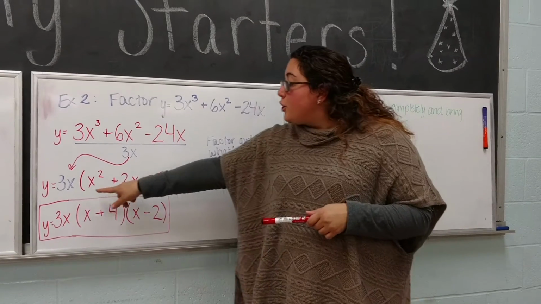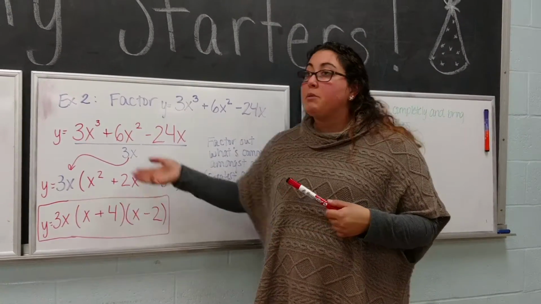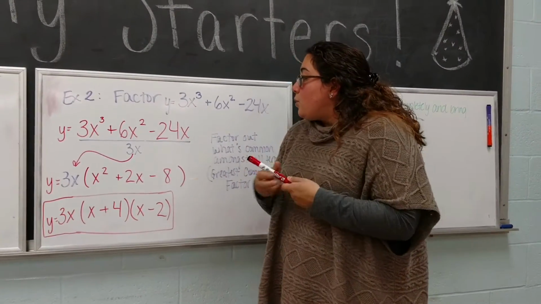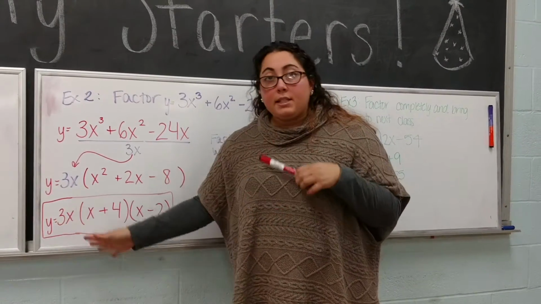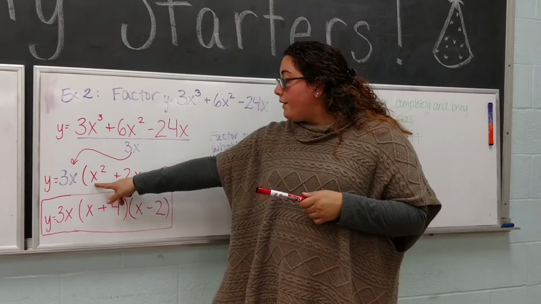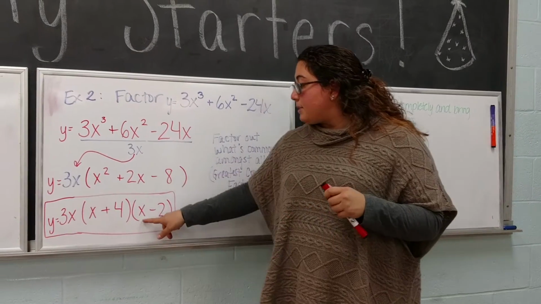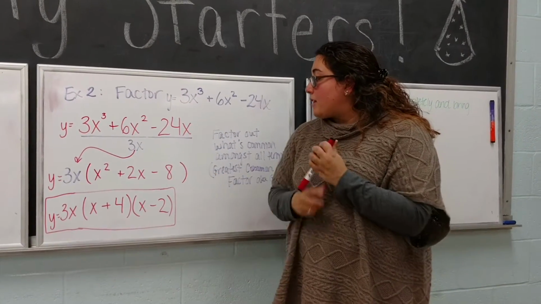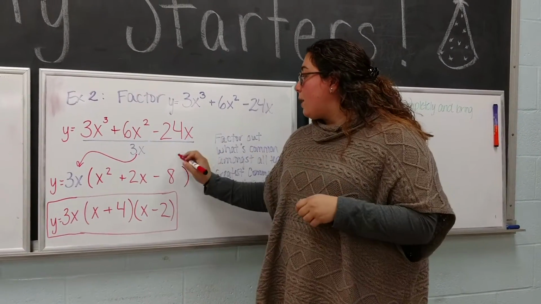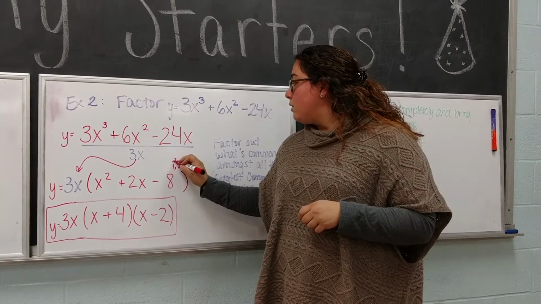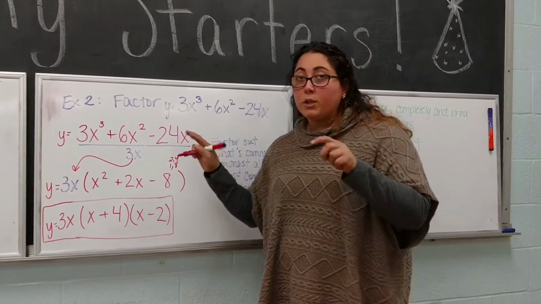From here, you can now factor this further, very similar to what we did over there. So the 3x remains. That stays out in front. What gives us an x squared? Well, that's an x times an x. We also need factors of 8 that add up to 2. So I have 1 and 8, 2 and 4, or 4 and 2, and 8 and 1.